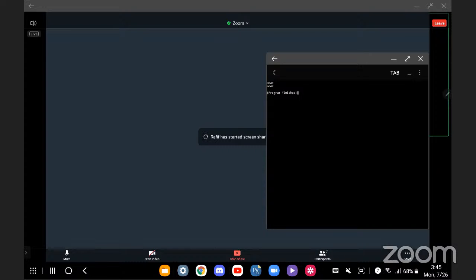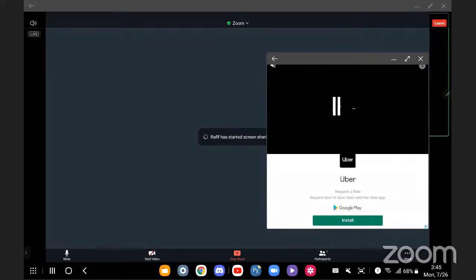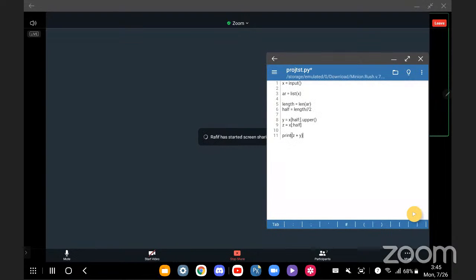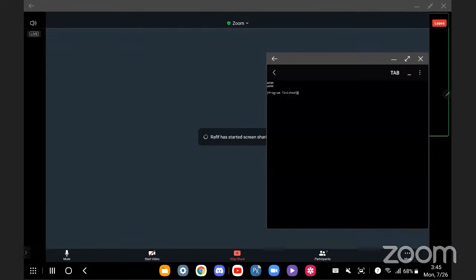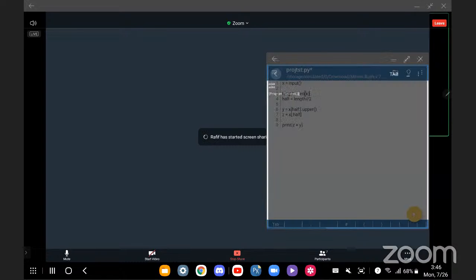Okay, that's good. But Adam, one thing I've been noticing you do is that you put the string in a list. You don't actually need to do that. Yeah, that's what I'm doing. Because in Python, by default, a string is already like a list. So you can remove this AR equals list X, and you can just do len X. Oh, okay. Yeah, it works. So you don't need to put it in a list.